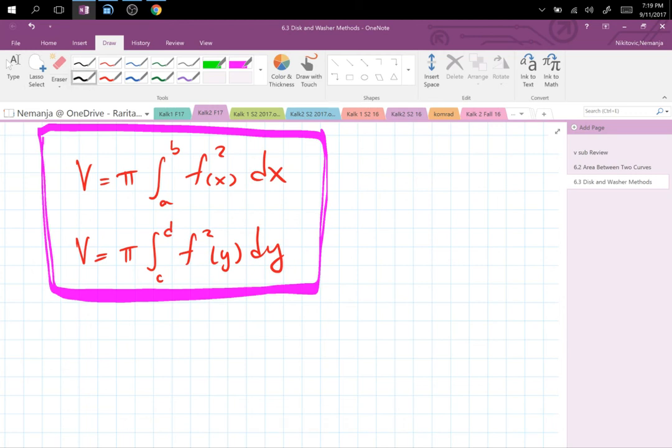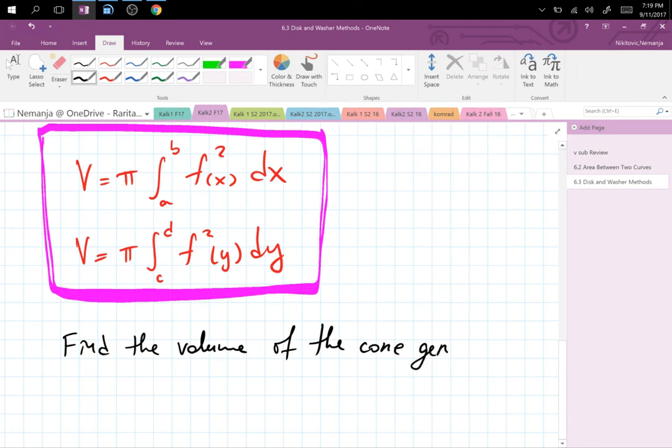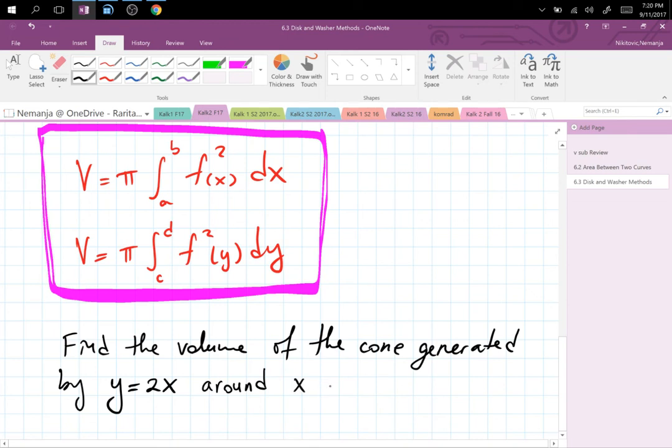First exercise for you guys, find the volume of the cone generated by y equals 2x around x-axis on 0 to 3.